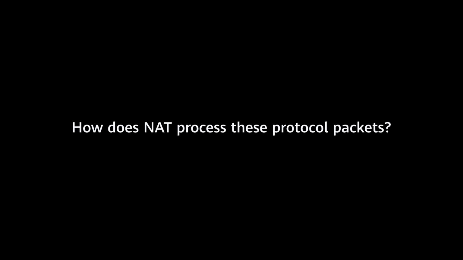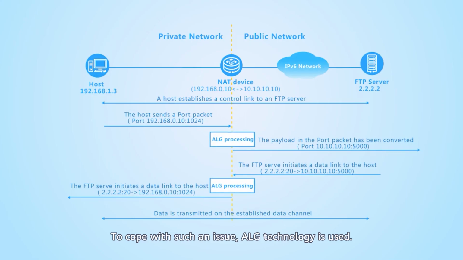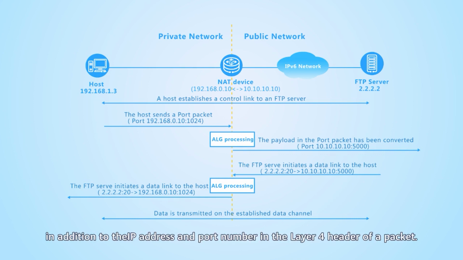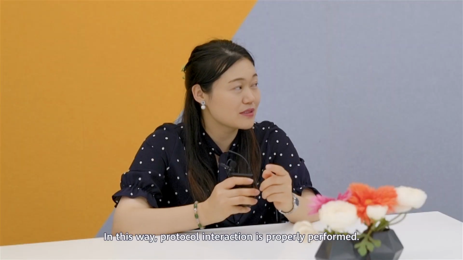Common NAT is performed at layer 4. However, for some application layer protocols, for example FTP, the payload may contain private IP addresses and port numbers. How does NAT process these protocol packets? To cope with such an issue, ALG technology is used. NAT ALG converts the IP address and port number at the application layer in addition to the IP address and port number in the layer 4 header of a packet. In this way, protocol interaction is properly performed.